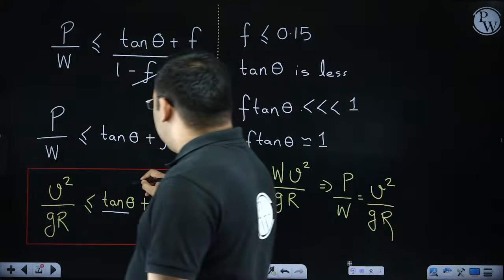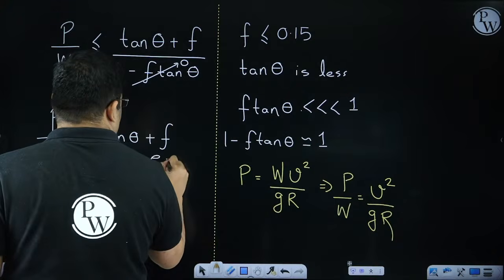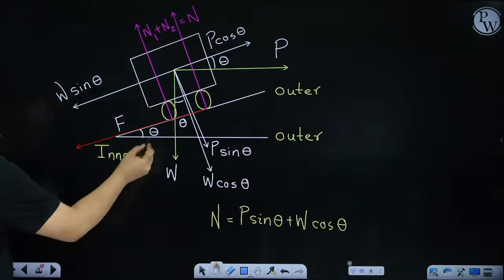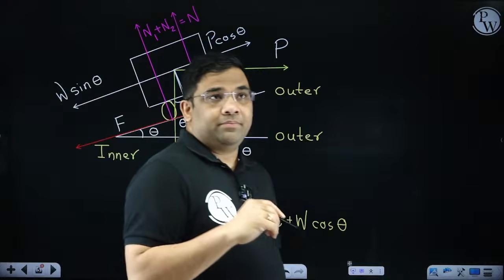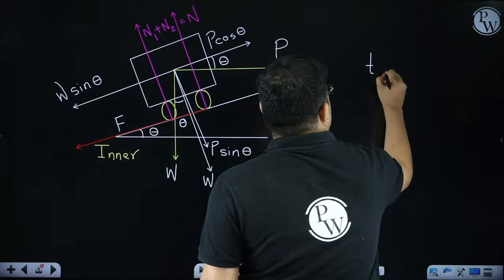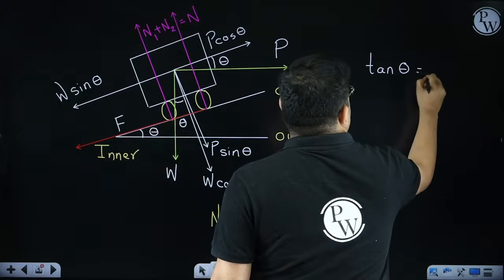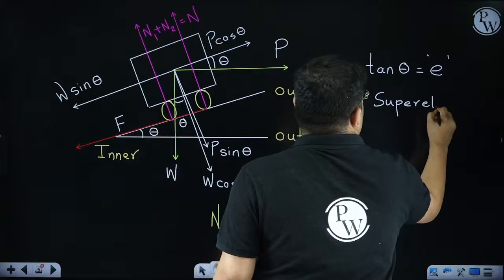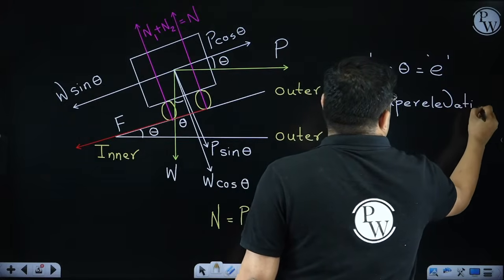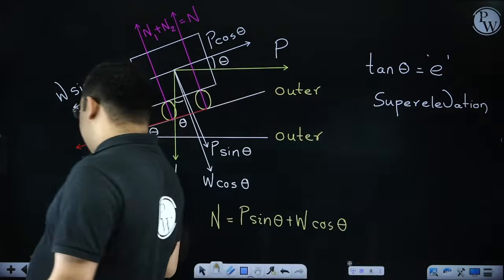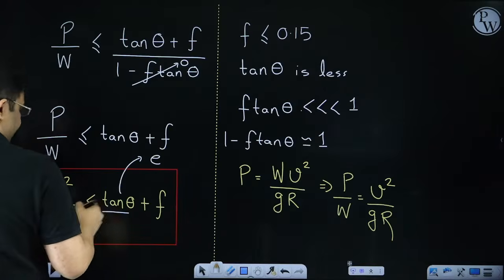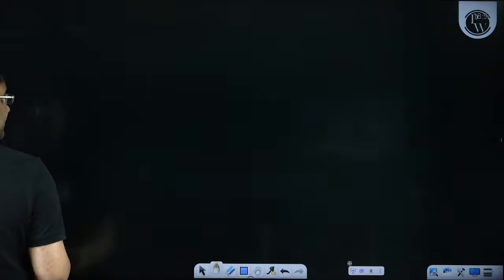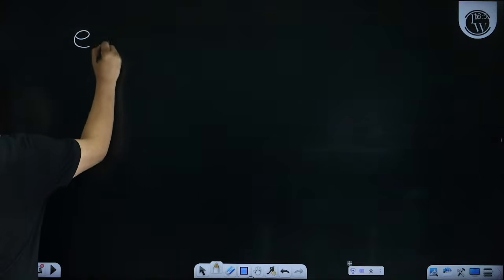And this tan theta is known as what? E, the super elevation. So when you are tilting this rod by some angle theta, the tan theta is known as E, the super elevation. And if you look at the equation of super elevation, what will we get? It is E plus F.